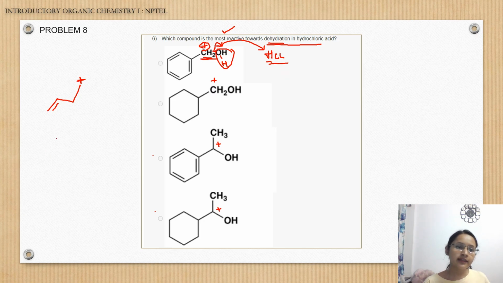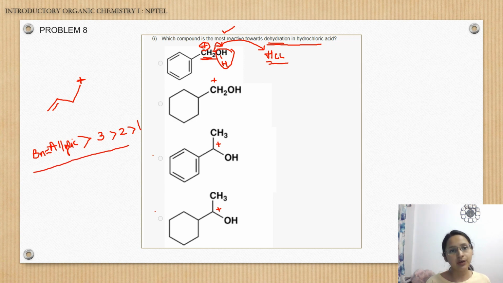There is a thumb rule that benzylic carbocation and allylic carbocation are more stable than tertiary carbocation, secondary carbocation, and primary carbocation. So if it is allylic, and the first one is benzylic, then it would be highly stabilized compared to tertiary, then secondary, and then primary, right? So this is basically the stability order.